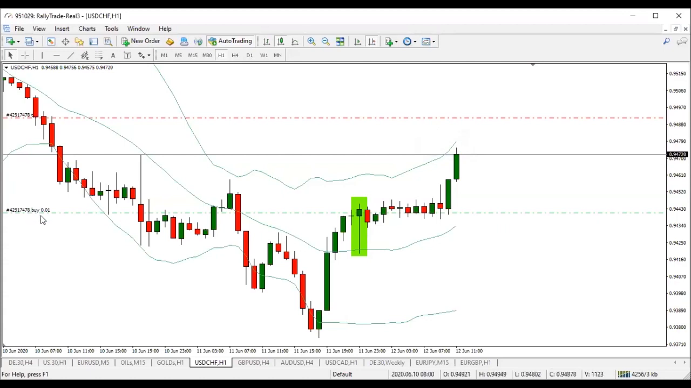I just choose to be a little bit careful with my trade, because it's resting on the middle band, not on the lower band. I would have been okay with the lower band if it had happened on H1 or H4, but it didn't happen on the lower band. It happened actually on the middle band.